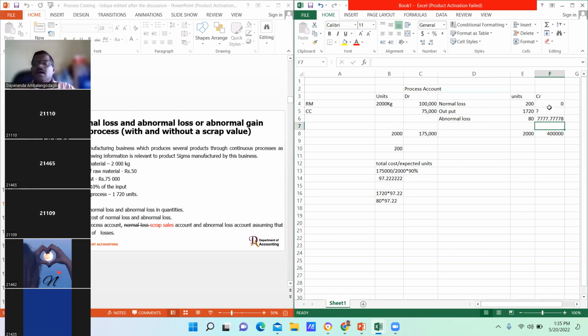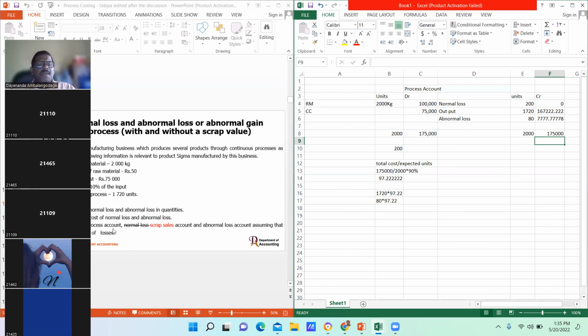And here the value of the finished goods would be this into this. Okay, so when you add this all together, your value should equal 175,000. Is it clear? So that is the logic.